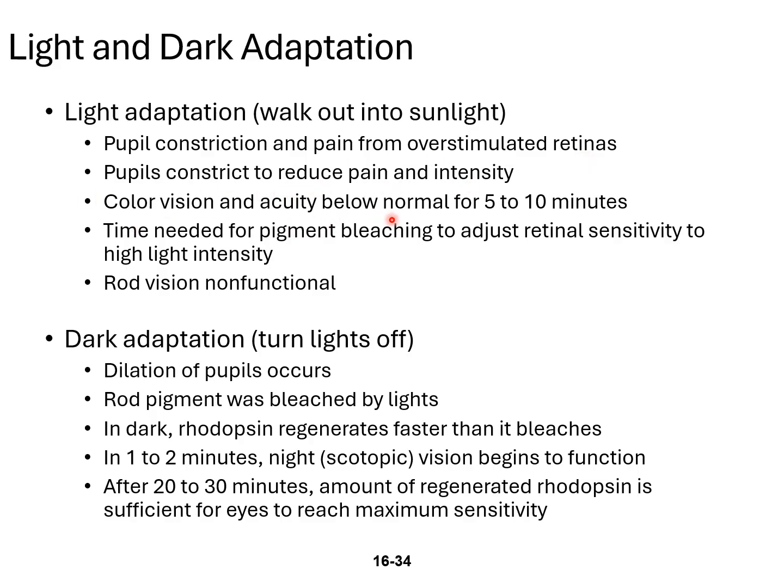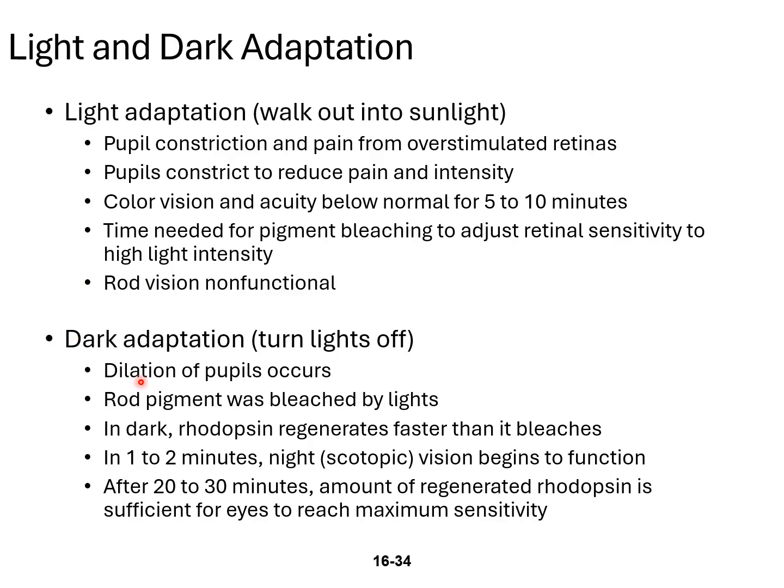Color vision and acuity are below normal for about 5 to 10 minutes, and we've all been there before, so you know that this actually happens. That 5 to 10 minutes is needed because of the pigment bleaching to adjust the retinal sensitivity to the high light. And rod vision is not functional because they're completely bleached. That cis to trans can't be regenerated in time, so you can't see any rod vision during this time.